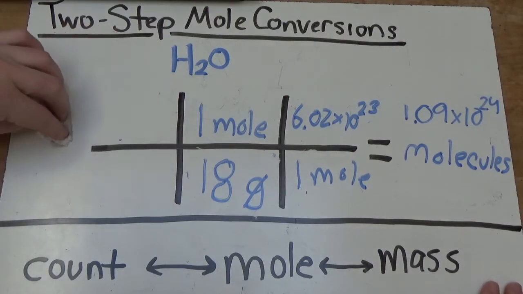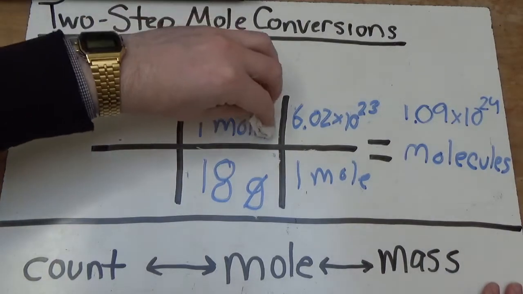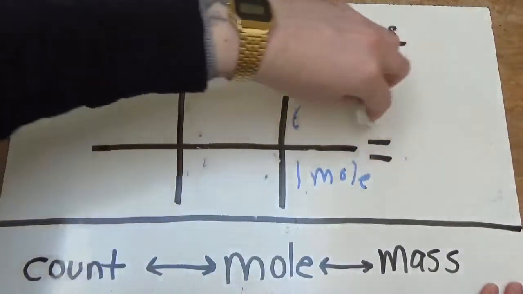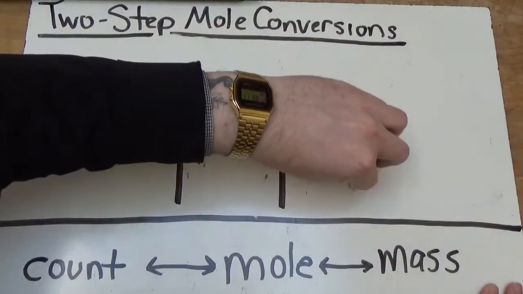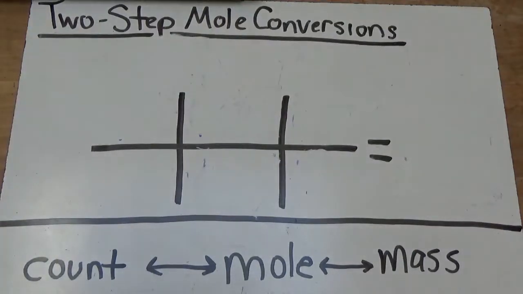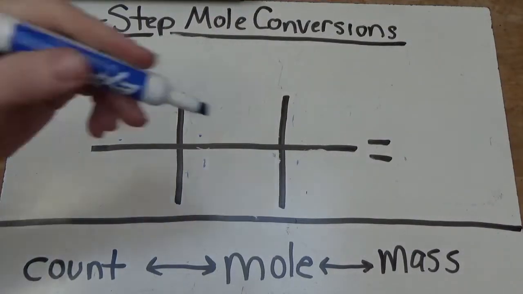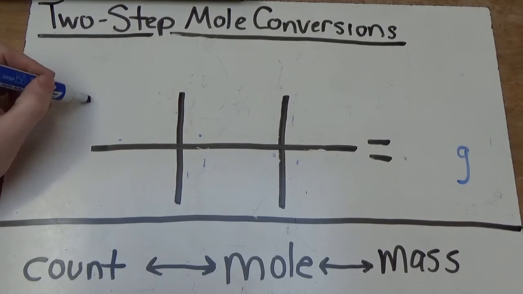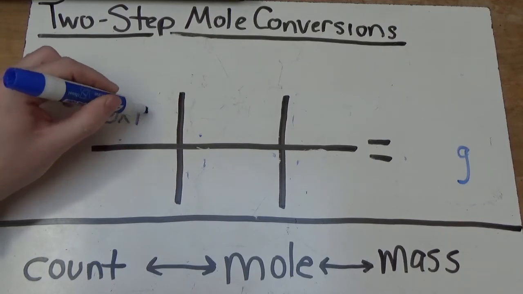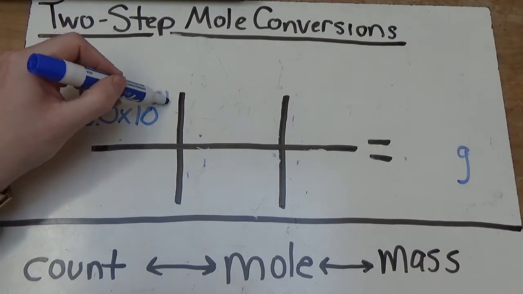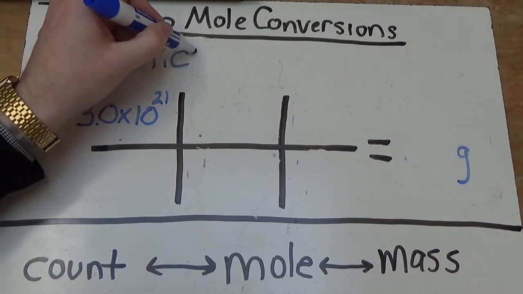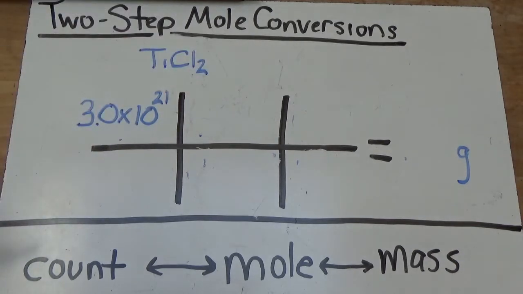Next problem, we're going to be going the other way. We're going to start with a count and try to get to mass. This problem says, find the mass of a sample of titanium II chloride that contains 3.0 times 10 to the 21 formula units. Titanium II chloride has a formula of this.